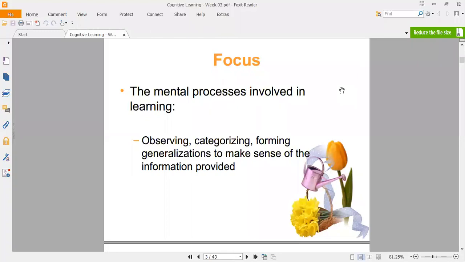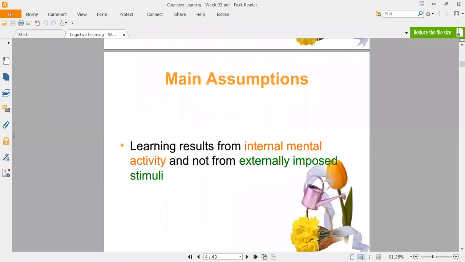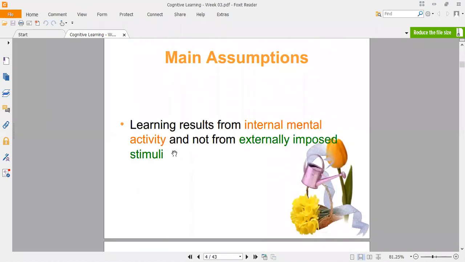Likewise, that is the mental process of learning. The main assumption is that learning results from internal mental activities, right? But if I ask you about behaviorism, what was the main principle? Do you remember that?